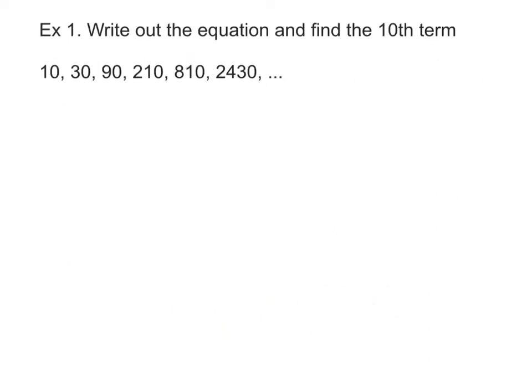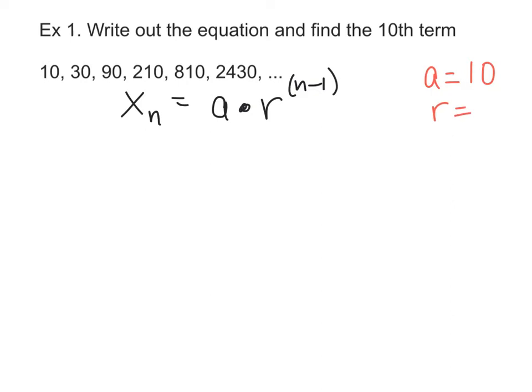All right, so example 1 says, write out the equation and find the 10th term. Okay, so I know my equation. X sub n is equal to A times R to the n minus 1 power. So I need to figure out what I know. Well, I know the A in this problem is 10. I know the R is 3. I'm multiplying each one by 3. So I'm going to go over here, and I want to look for the 10th term. So X sub 10 is equal to 10 times 3 to the 10 minus 1.